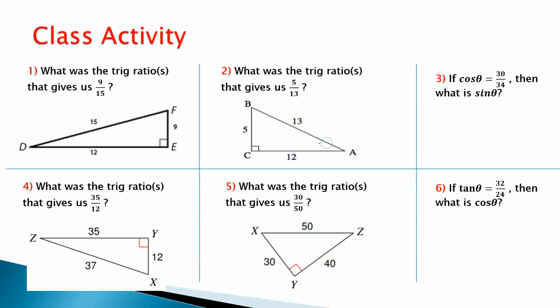These two over here, problem 3 and problem 6, are like the last two examples that we did. You're going to have to create your own triangle. You're going to have to use a little bit of Pythagorean theorem before you can find those sine of theta and cosine of theta. All right, make sure this is done, guys, on a separate piece of paper.